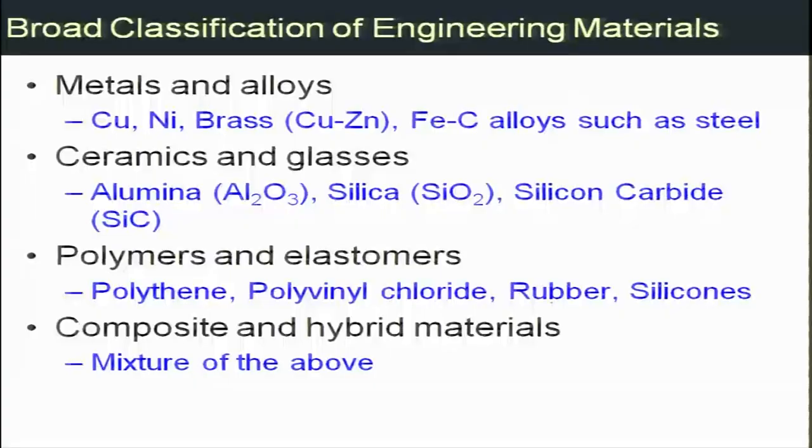And then the fourth class of materials is called composite and hybrid materials, which is basically a mixture of the above. So you can mix a metal and a ceramic, make a metal matrix composite, so you utilize the properties of both metals and ceramics. Similarly, you can make a polymer matrix composite, you mix polymer and ceramics together, so you use the advantage of polymer as well as ceramic. And you can mix polymer and metal as well. So basically, a combination of two or three classes of these materials will give you composites, and they have their own advantages.